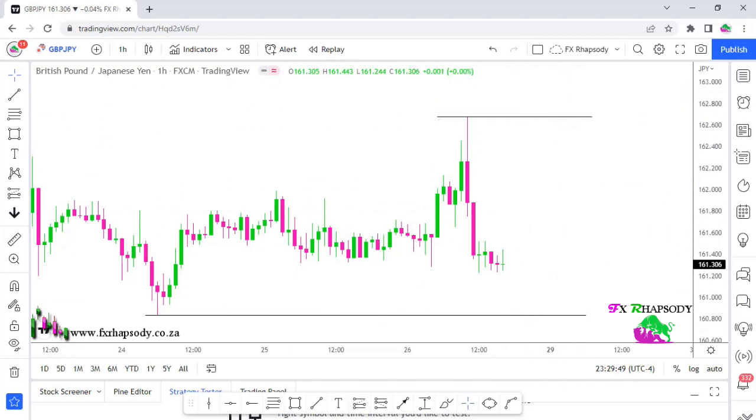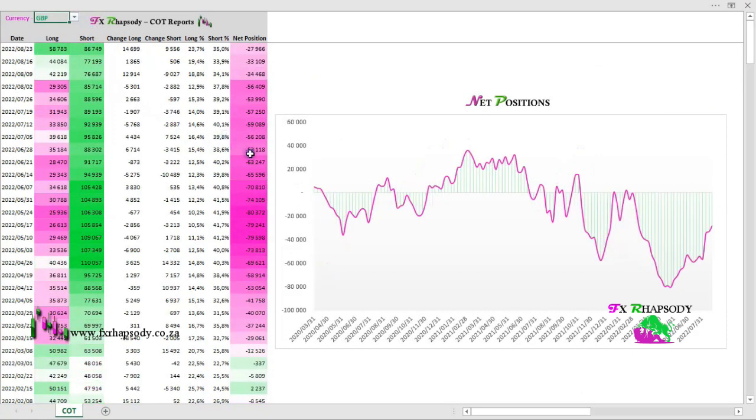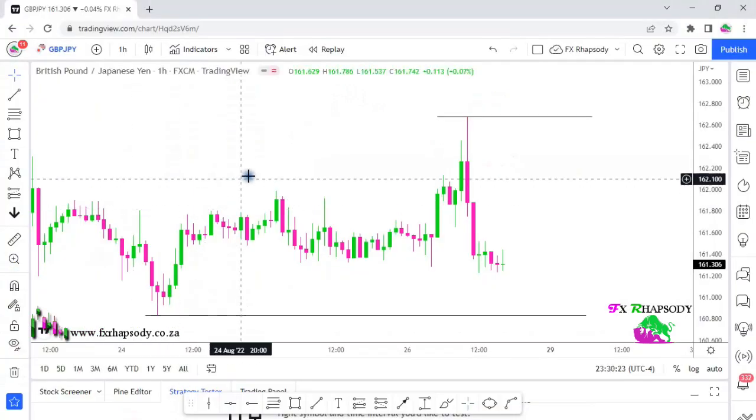Looking at the COT reports, we're looking at British pound first, as we're looking at British pound versus Japanese yen. We can see the British pound is getting stronger, meaning longs and shorts are open in the market like the previous week, but more longs than shorts. So that net position is getting a little bit smaller. It went from a negative 80,000 down to a negative, let's call it, 28,000. So you can see this movement upwards, and that's a result of why price moved.